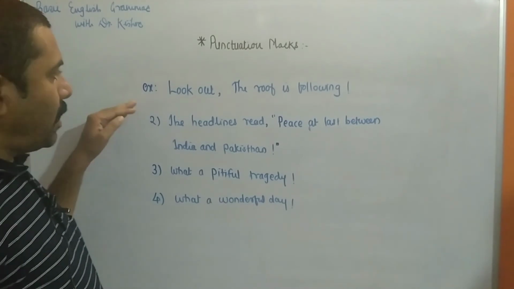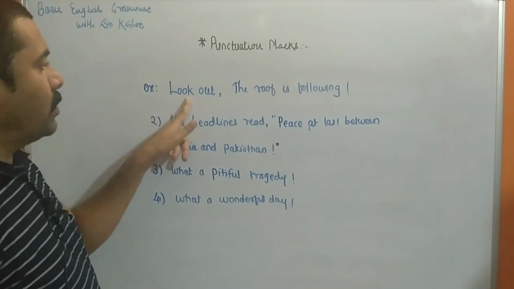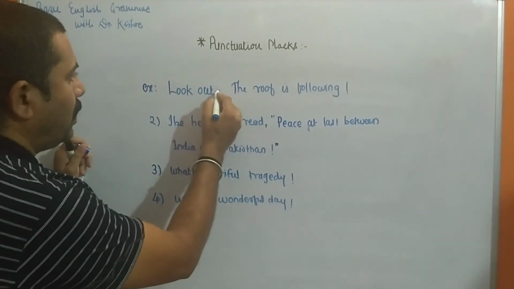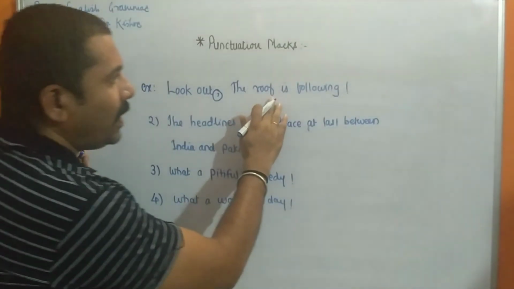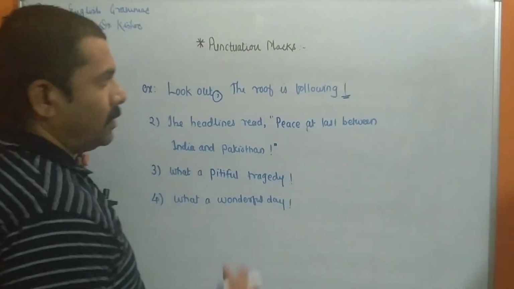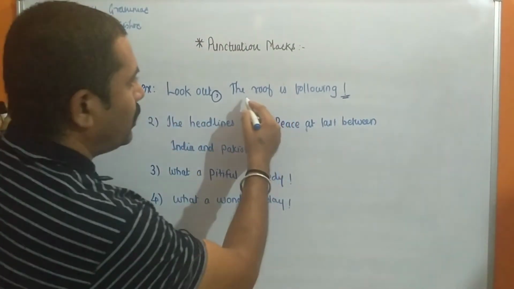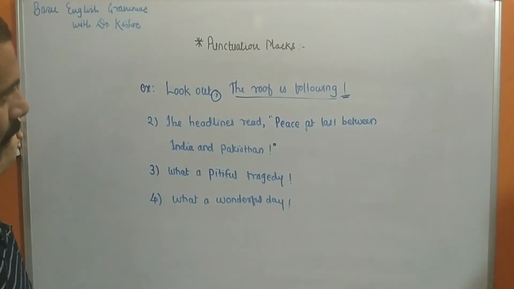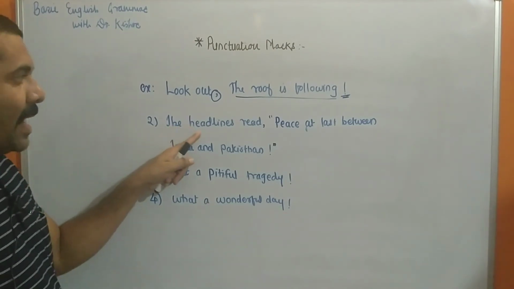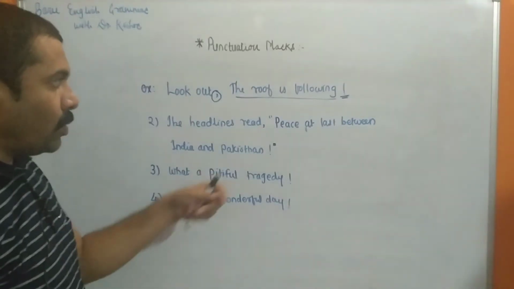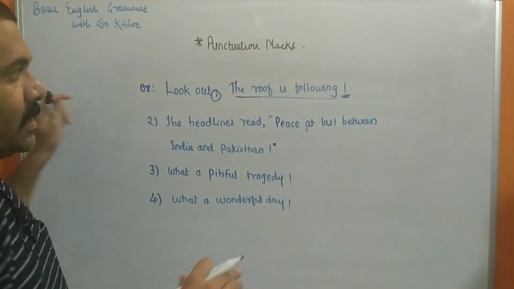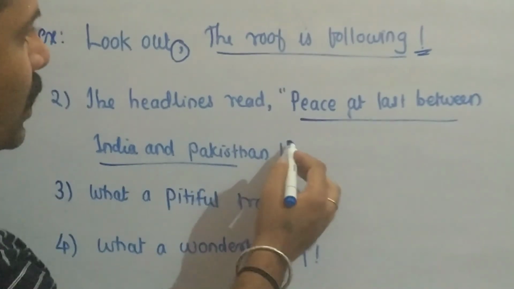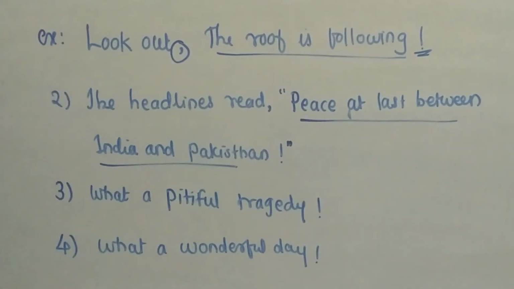Now see the example of exclamation marks: look out, comma, the roof is falling. Here we put the comma. So here we give the stress on this sentence, and then we put the exclamation mark. Now the second example is, the headlines read, comma. Which headline is there? This headline is important. That's why we use double inverted commas and give the exclamation mark.